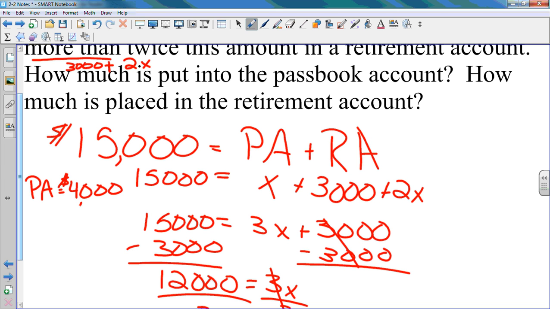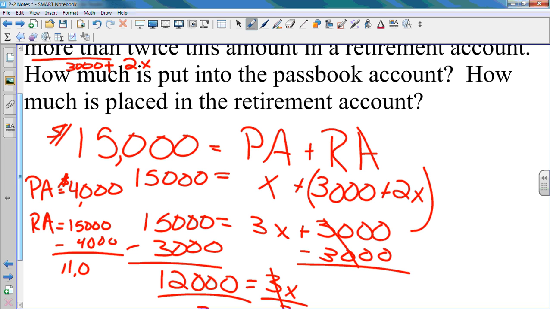So how much was put then in the retirement account? How would I find it? 11,000. How'd you find that? Subtract 4,000 from 15,000. Yeah, you can take 15,000, subtract 4,000, or you can plug it into this part of the equation. You're going to get $11,000 either way. Because you have $15,000 total and $4,000 in the checking account, $11,000 in your retirement account. It's a good start, Zane.